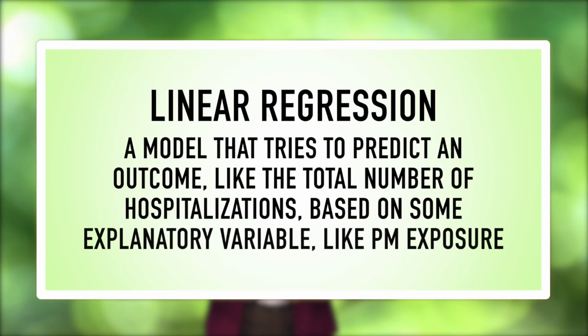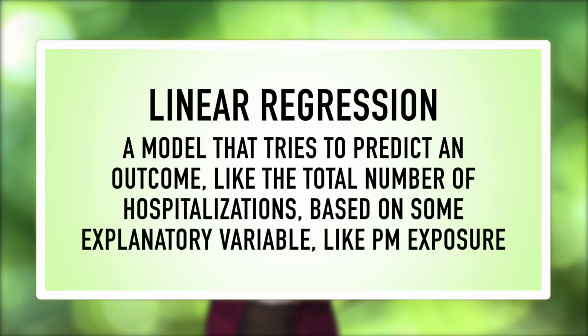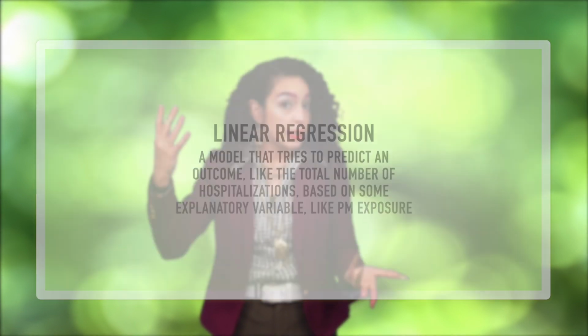A linear regression basically tries to predict an outcome based on some explanatory variable. We want to see how much something goes up or down for some unit increase in the other variable. Remember geometry? That slope thing with the rise over the run? Yeah, it's actually really applicable.